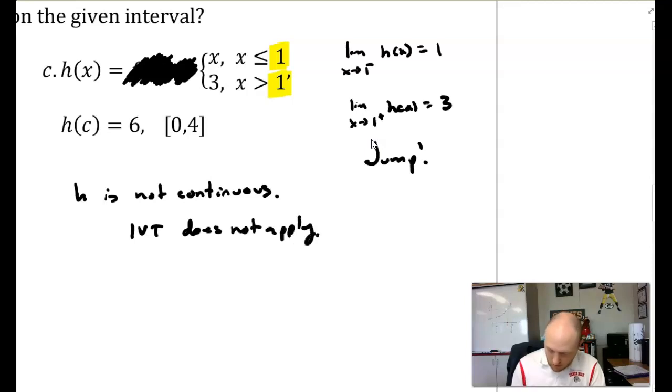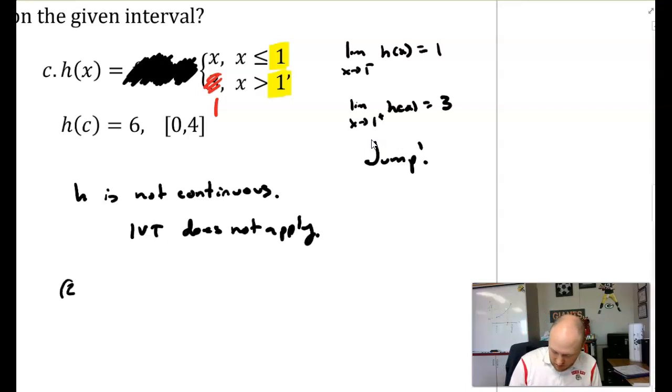Okay, so those are the cases where we just have to check the conditions, okay? Now, another thing too, one of my students said, hey, Schwarberg, what if, instead of 3, what if this value was 1? What if it was continuous? What if they matched? Okay, so condition number 1 is met.